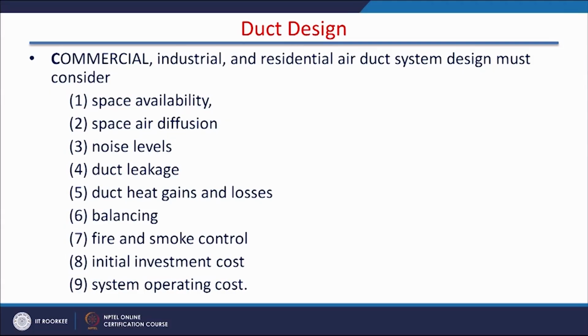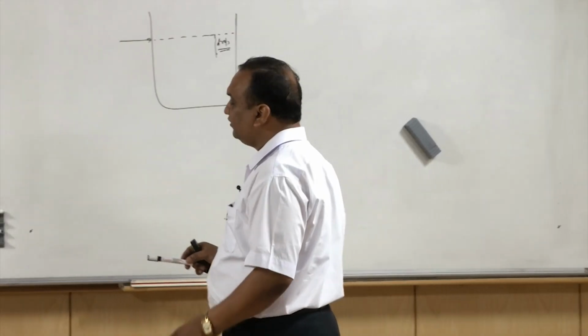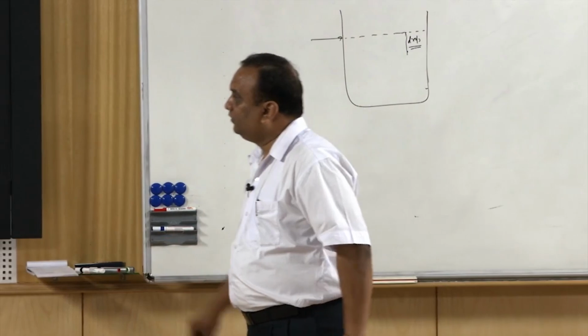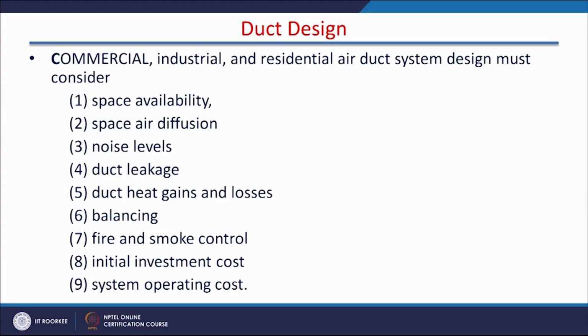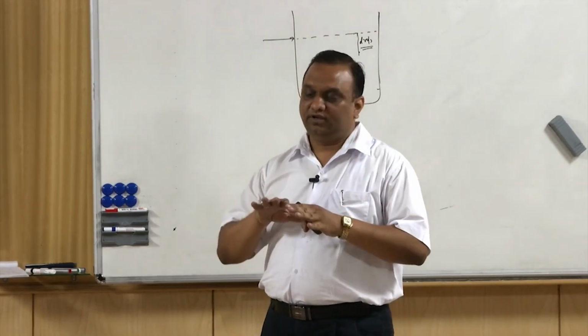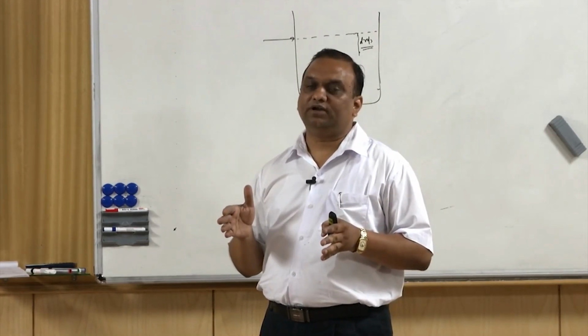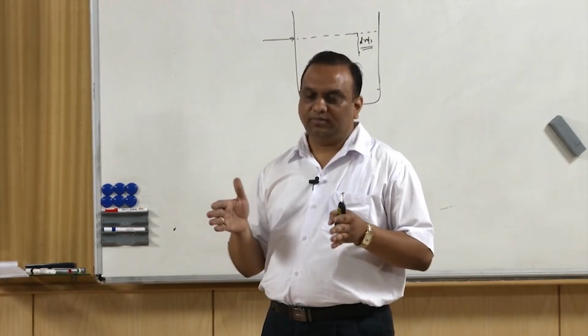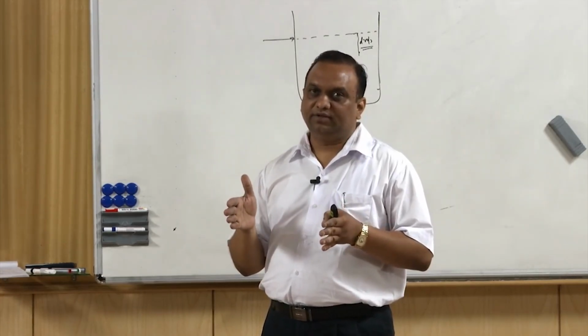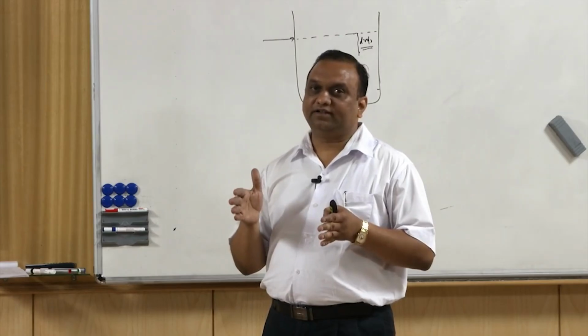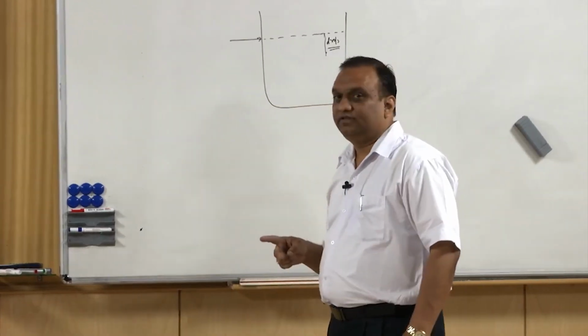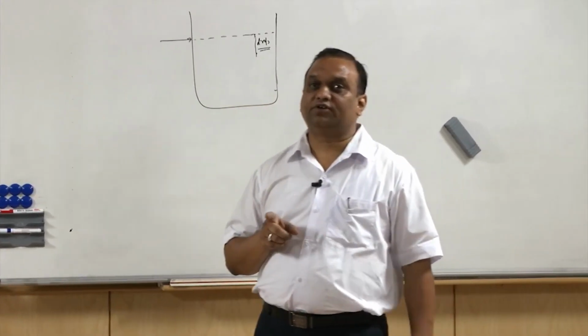Now, for designing a duct, commercial, industrial and residential air duct system design must consider the following points: available space, that is, how much space is available for air distribution, that is important; space air diffusion; noise level; and cost also has to be taken into account. If we reduce the diameter of the duct, the cost will reduce, but at the same time velocity will increase, that will subsequently lead to the friction pressure drop inside the duct.